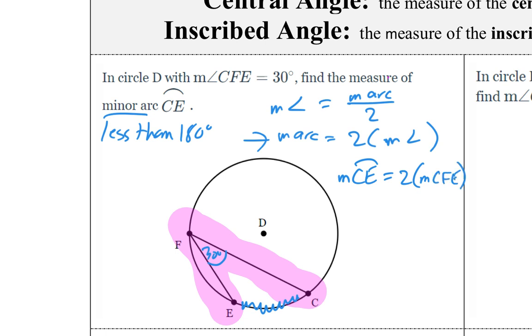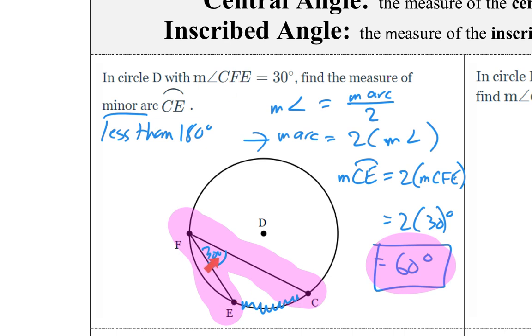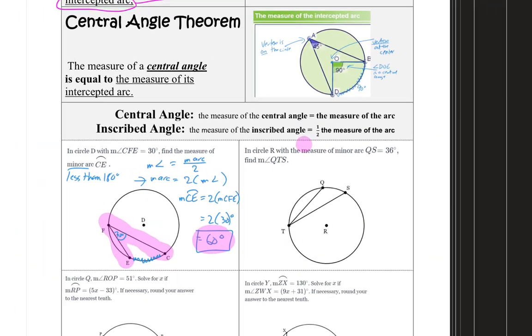right? So that means that it's equal to 2 times 30 degrees, right? Which means it's equal to 60 degrees. That's our answer. All right, so arc EC is equal to 60 degrees, right? Because the angle that created it was 30 and it was on there. So that means this is twice as much. All right, let's get right into another one.